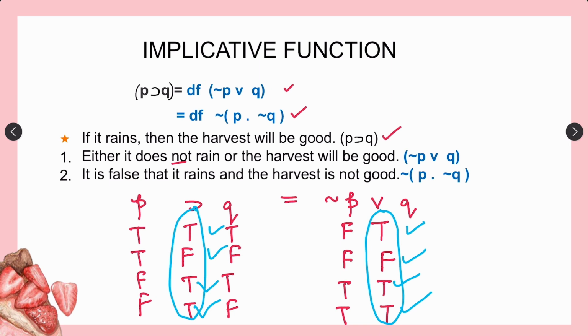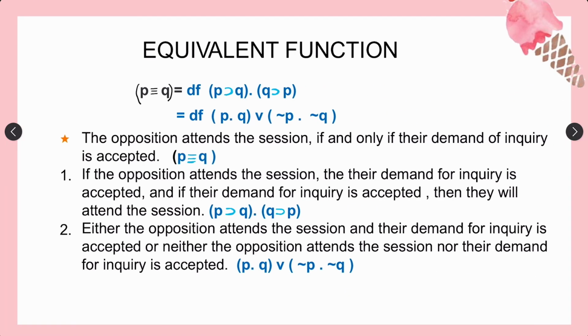Okay, now the last one is equivalent function. Equivalent function meaning tri-bar. So tri-bar can be defined as P horseshoe Q dot Q horseshoe P, and P dot Q wedge negation P dot negation Q. Now again these formulas are very important because when you will be solving the formal proof of validity, the rules of replacement also use all these formulas. So either way you have to memorize these formulas.